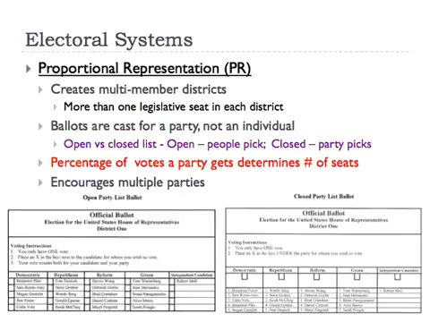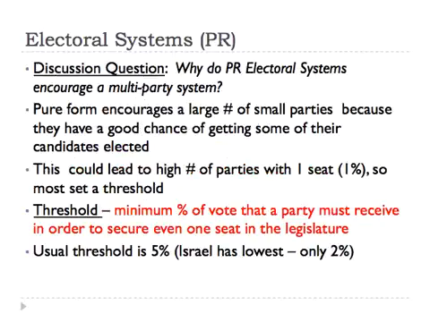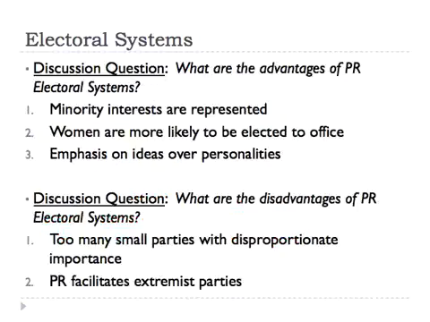This will, again, encourage multiple parties, not just two. In a pure form, there could be a large number of small parties, because they have a good chance of getting some of their candidates elected. It could lead to a high number of parties with one seat. So most have a threshold, so it's not that you get a seat with just 1% of the votes. Most have a threshold of about 5%. Israel has the lowest at 2%. Russia, I know, has a threshold. It changes based on what Putin has determined.